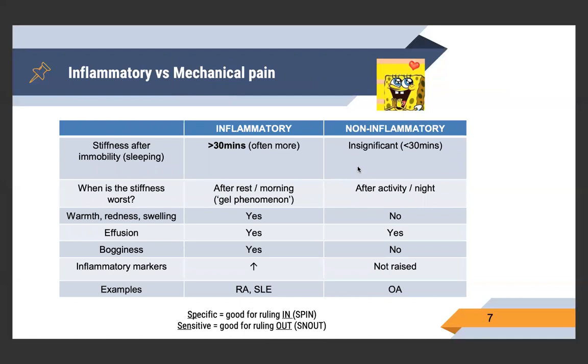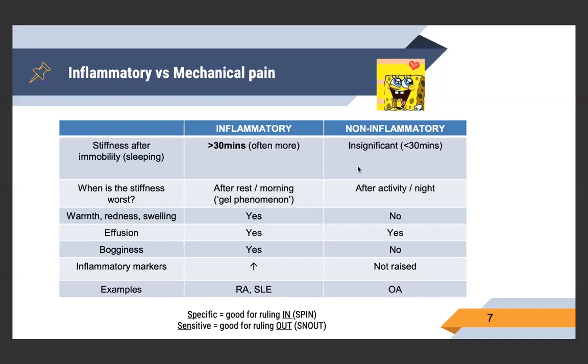The reason for this is basically just all the proteins in the fluid. They all link together and it gets really stiff because of that. Versus in non-inflammatory, where what we call early morning stiffness, important to note we're talking about joints, is less than 30 minutes. It's not significant.